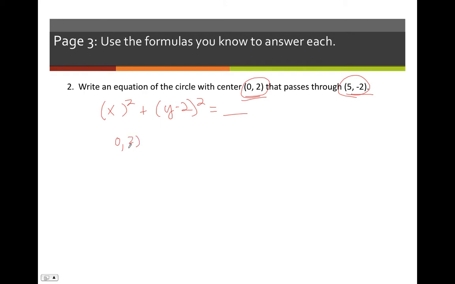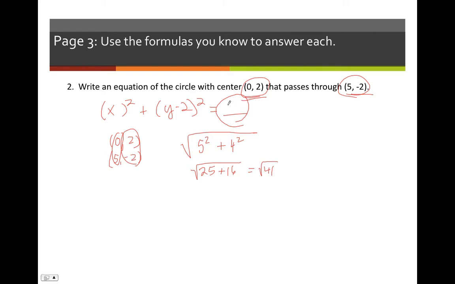So I'm just going to use the distance formula for that. So the distance between my x's is 5, so 5 squared, plus the distance in these is 4, so 4 squared, take the square root of that. So I have 25 plus 16. So that gives me the square root of 41. So when I put this into the formula, remember that I'm squaring it, so it becomes 41.